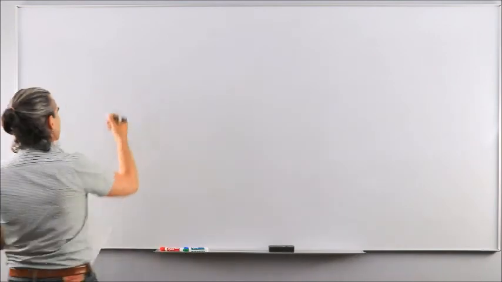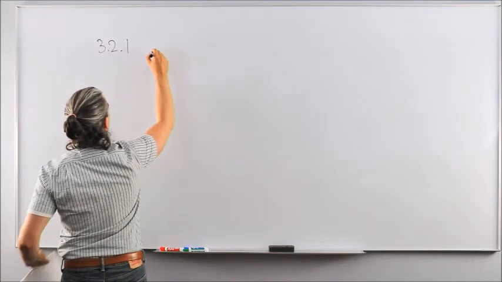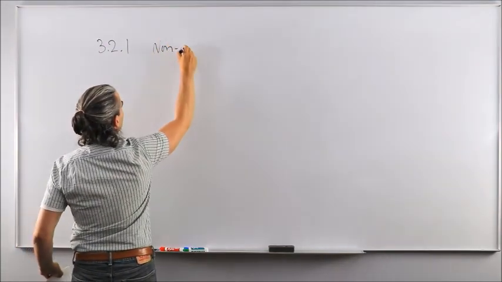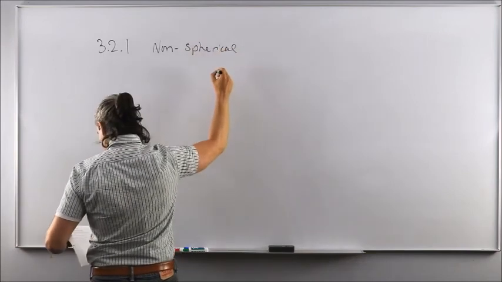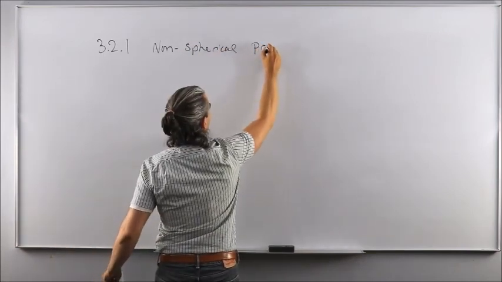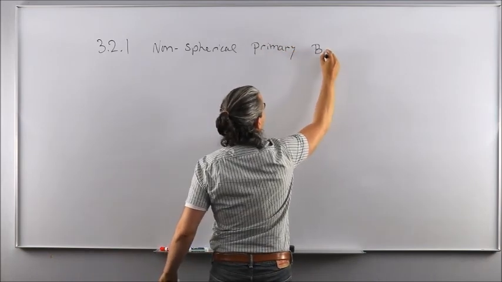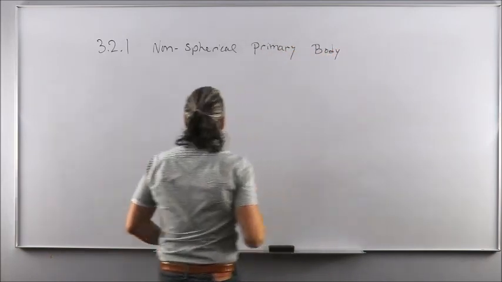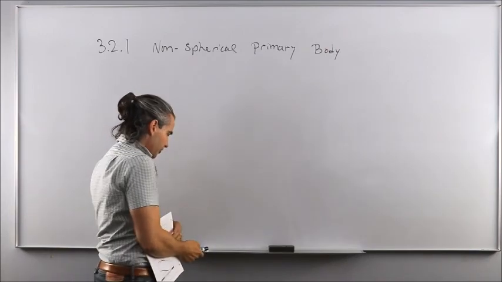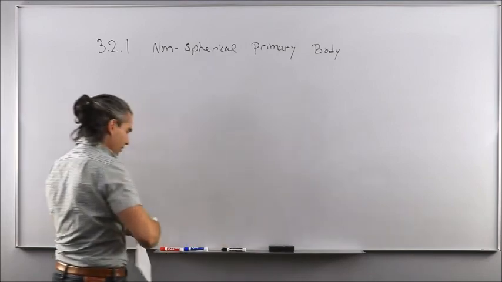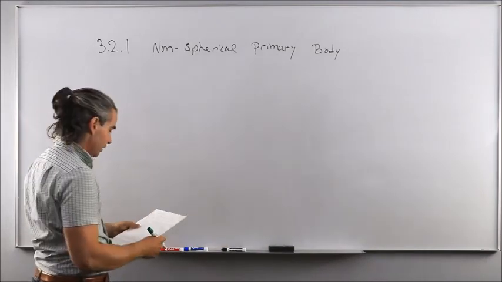So that would be section 3.2.1, non-spherical primary body. I think I'll have to switch to another color for the entire lecture today because the black marker is not working well anymore. So let's use green.